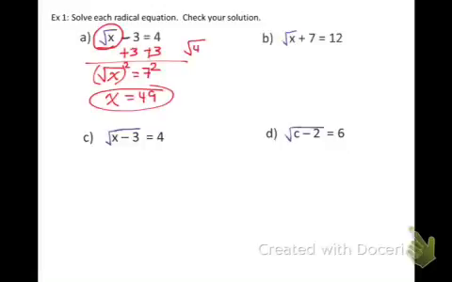If you want to check your answer, you can. You go square root of 49 minus 3 equals 4. Square root of 49 is 7. Minus 3 equals 4. And 4 equals 4. And that's how you would check it.